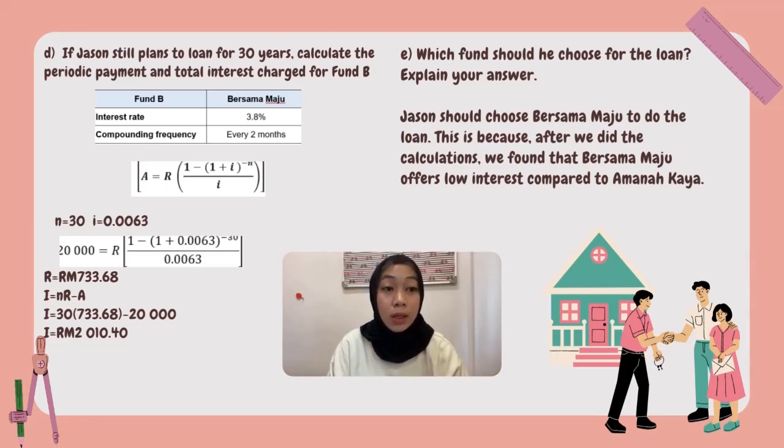Question 1E. Which fund should he choose for the loan? So the answer is Jason should choose Bersama Maju to do the loan. This is because after we did the calculation, we found that Bersama Maju offers lower interest compared to Amanah Kaya.